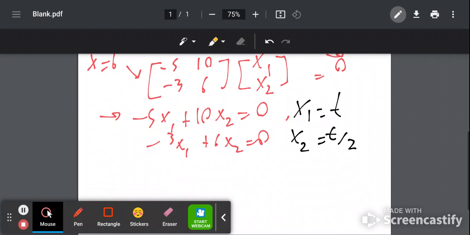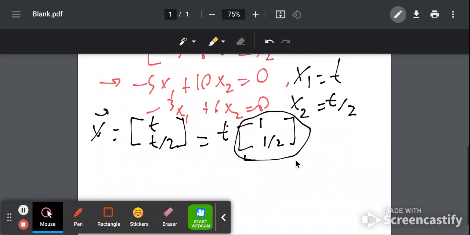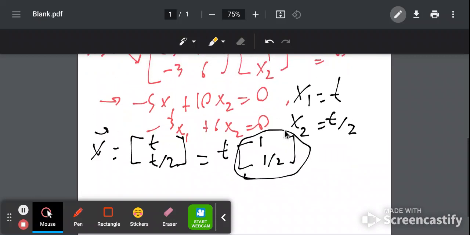So our vector x is the vector t and t over 2, but since we want the eigenvector, we factor out the t, and this is our corresponding eigenvector: the vector 1 and 0.5.